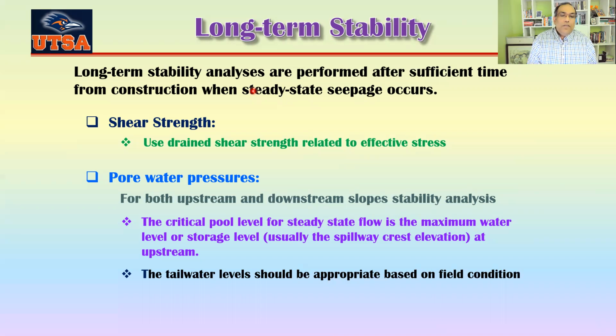Pore water pressure: where would the pool be for both upstream and downstream slope stability analysis? The critical pool level for steady state flow is the maximum water level, or surcharge storage level. Usually it is the spillway crest elevation. Okay? The maximum that it can hold at upstream.